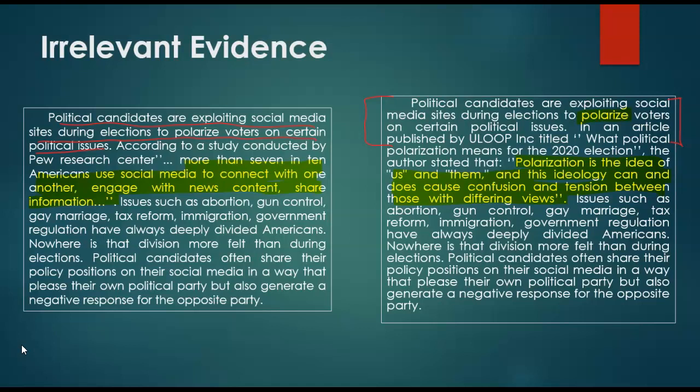We want to make sure that we have evidence that has to do with our topic sentence. If we just throw any type of evidence in our paragraph, that's not really going to support that paragraph well enough. When you have evidence, it should be specific and it should be relevant to the topic sentence.